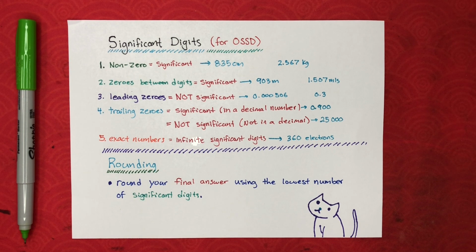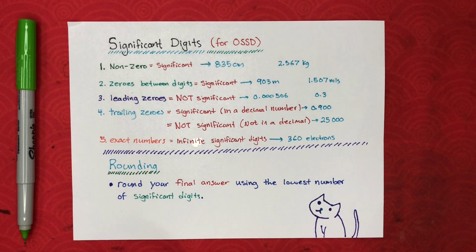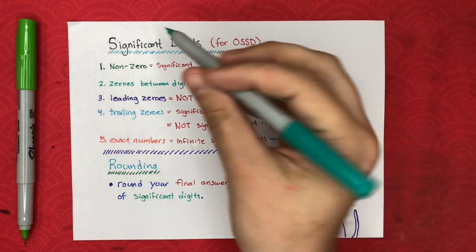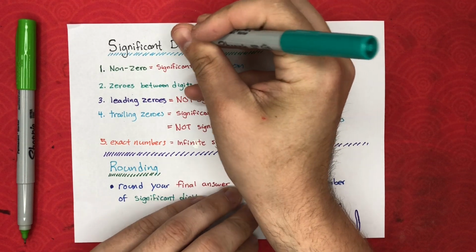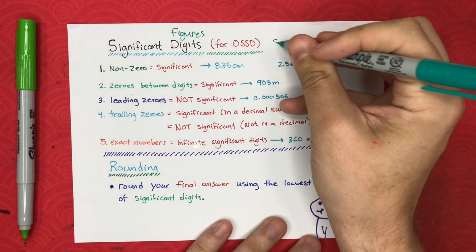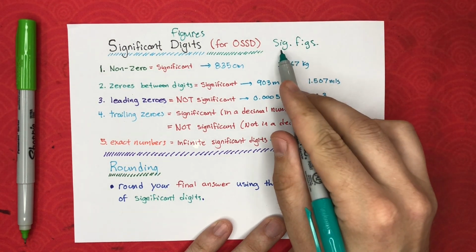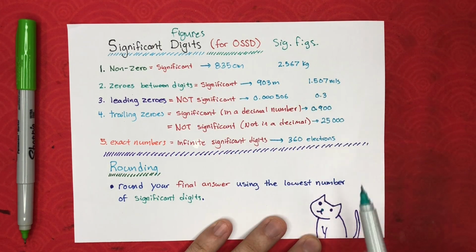Hello everybody. Today we're going to be talking about significant digits, and this is mostly for OSSD students. However, it does apply to most high school students in general. The first thing I'd like to note is that significant digits can also be written as significant figures, and the shorthand for significant figures is sig figs. So if you see the word sig figs, then you know that I'm talking about significant figures.